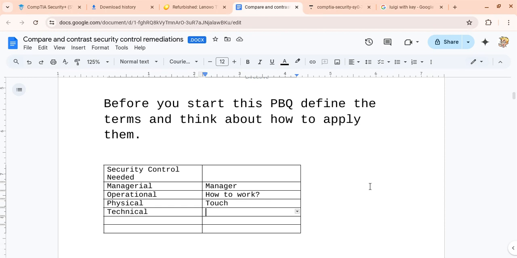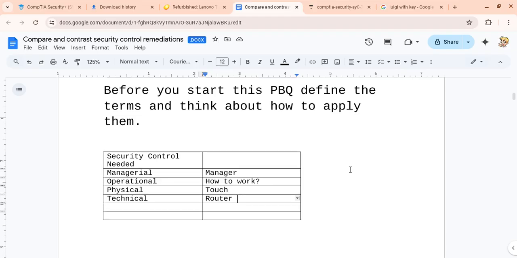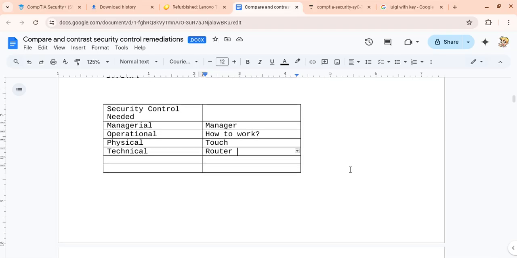Okay, technical control, something that can control the technical uses and maybe has different policies and can help configure different things on your network. Could be, say, for example, a router, a switch, a firewall, something like that. Okay, so those are just synonyms to let you know an example of what it's looking for.